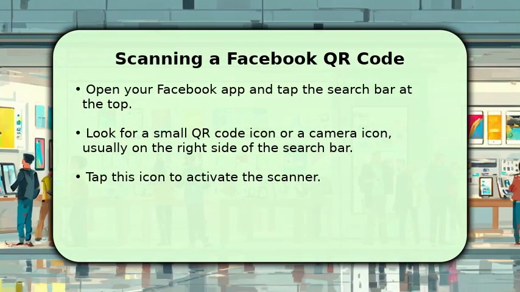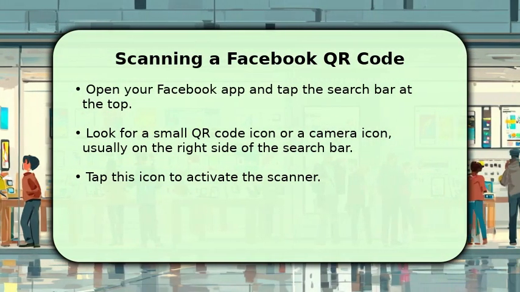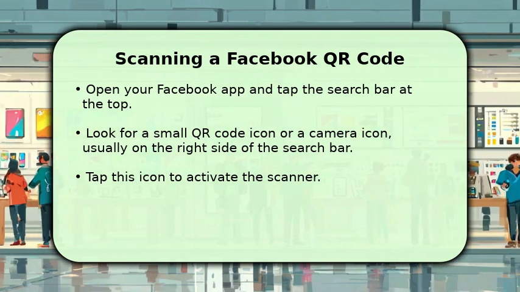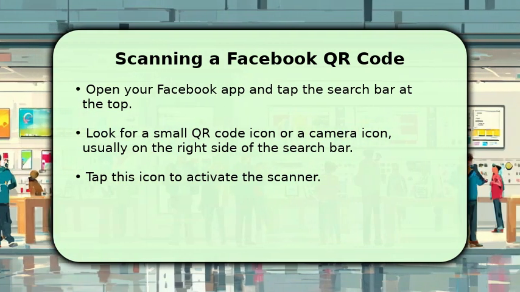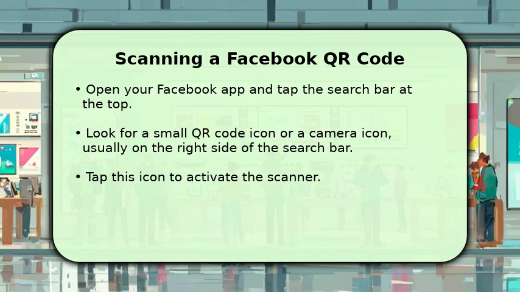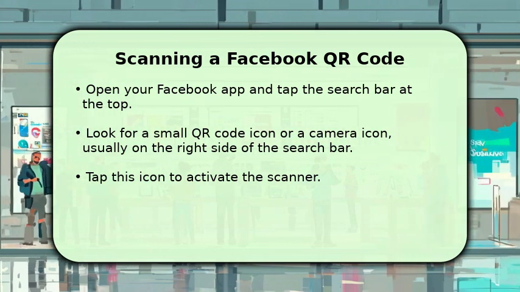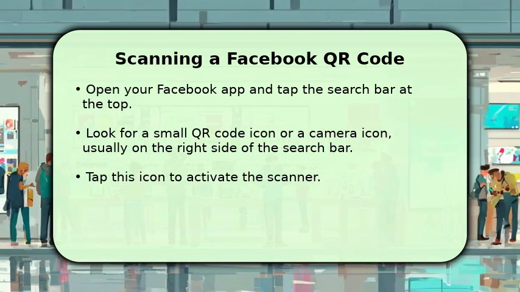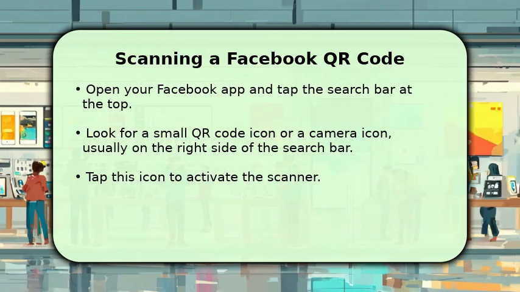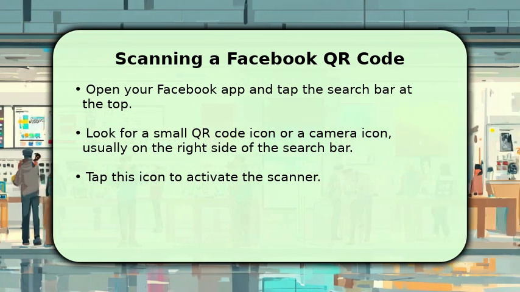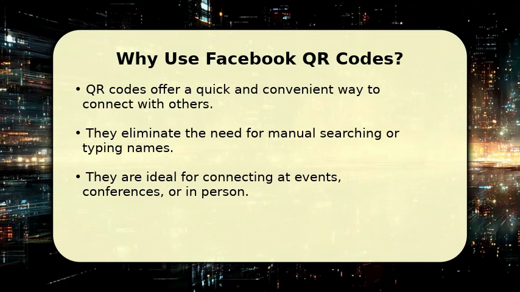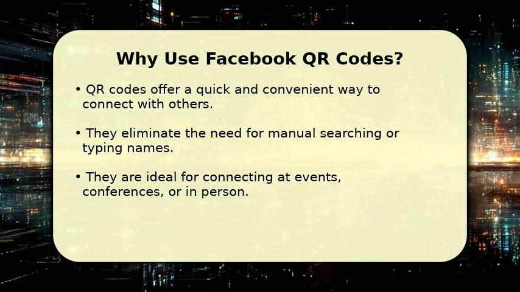Scanning a Facebook QR code is just as straightforward. When you want to add someone or follow a page using their QR code, open your Facebook app. Look for the search bar at the top and tap it. You'll often see a small QR code icon or a camera icon, usually on the right side. Tap this icon to open the scanner. Simply point your device's camera at the other person's Facebook QR code, and the app will automatically direct you to their profile or page.